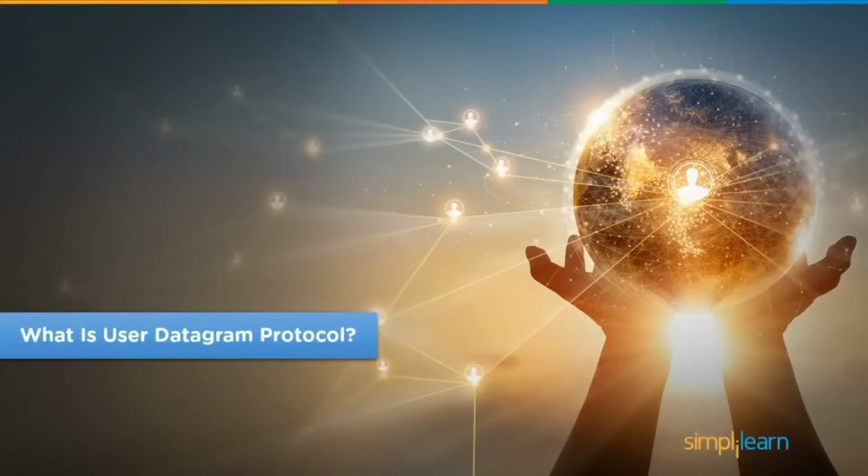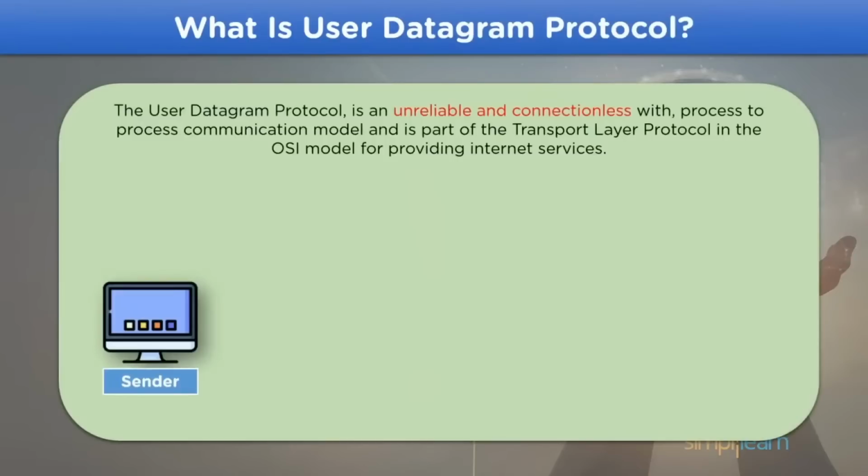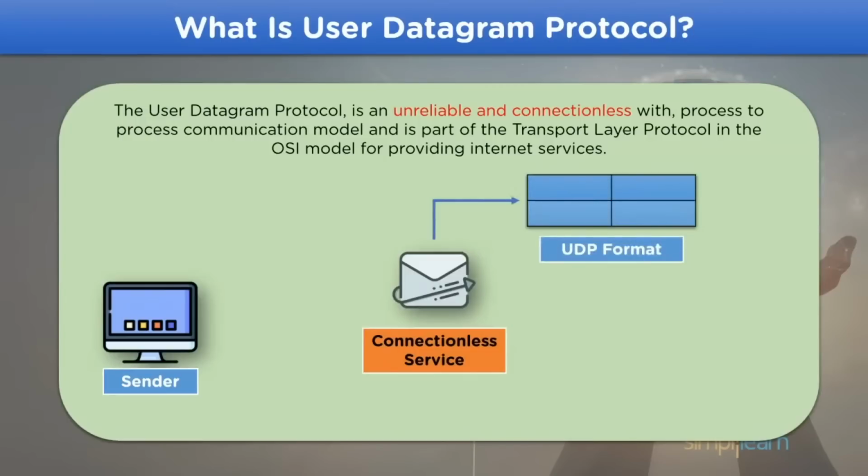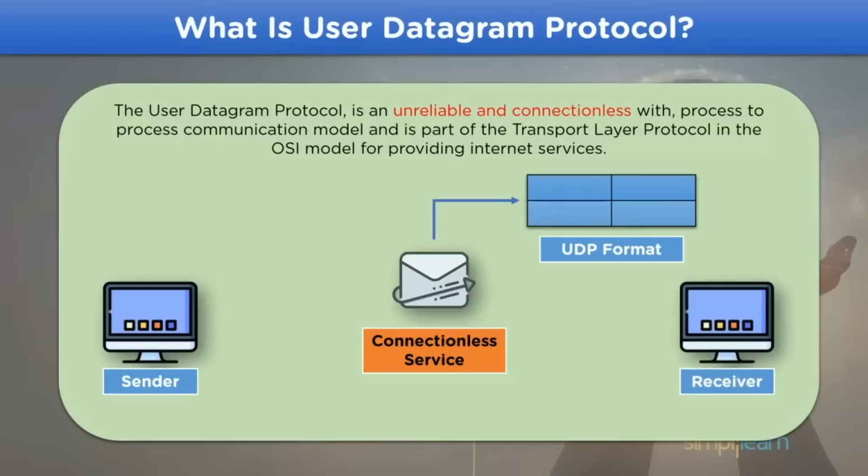What is user datagram protocol? The user datagram protocol, commonly known as UDP, is designed to be unreliable and connectionless in nature, which applies a process-to-process communication model for data exchange between devices and is active in the transport layer of the OSI model and is used to transfer data and information related to internet services over the network channel.